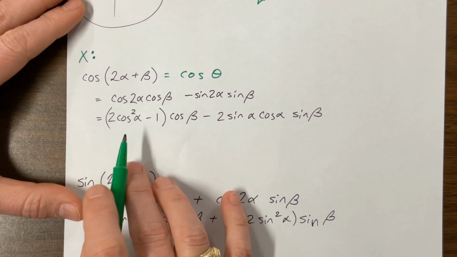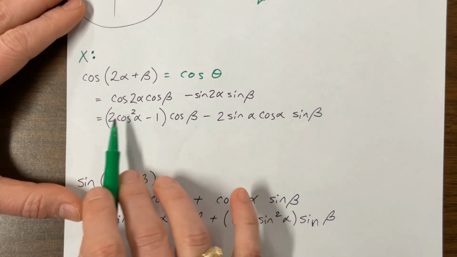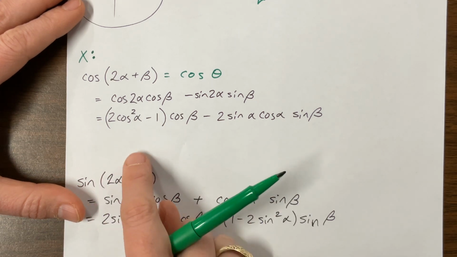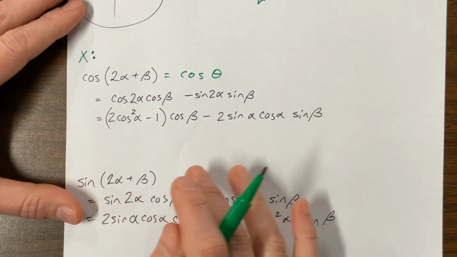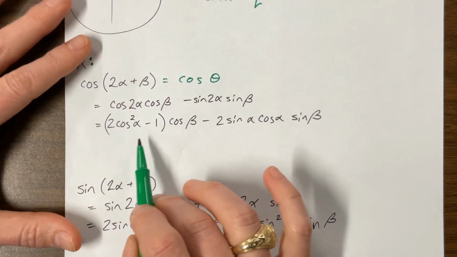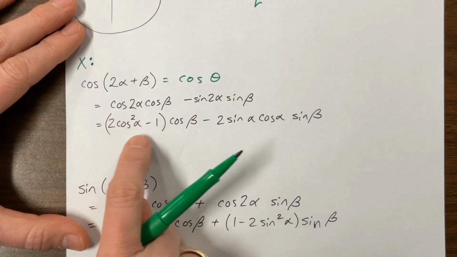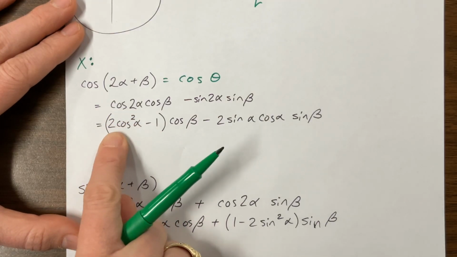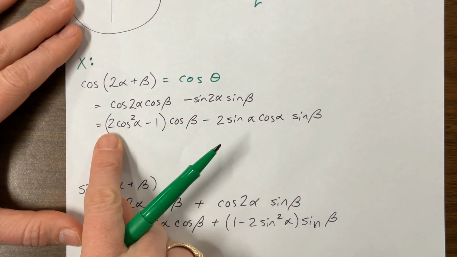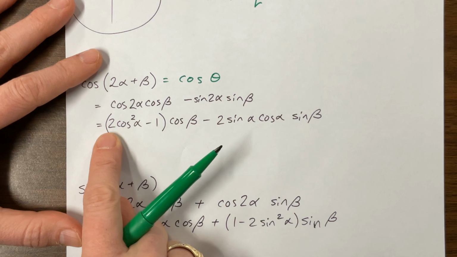It would matter if this shows up in multiple choice because it would have different letters and variables. But if it were free response on my test, I would accept anything that made sense. I went with 2 cosine squared alpha minus 1, but you could have done 1 minus 2 sine squared alpha, or you could do cosine squared alpha minus sine squared alpha.